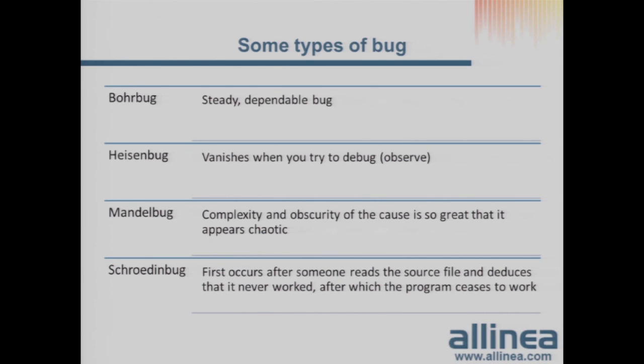So it's always appropriate to get some physics terms in there. The Bohr bug: steady, dependable, reliable, predictable. The Heisenbug is the one where it vanishes as you try to debug. They happen quite a lot. The Mandelbug, now these are really complex, obscure, beautiful bugs. They look chaotic, but in reality, what's behind them is always something very simple. My favorite is the Schrödinger bug, and I do believe these exist. You've got a program, it works, it's always worked. Someone reads that source file, and then the program stops working because they declare it could never have worked.